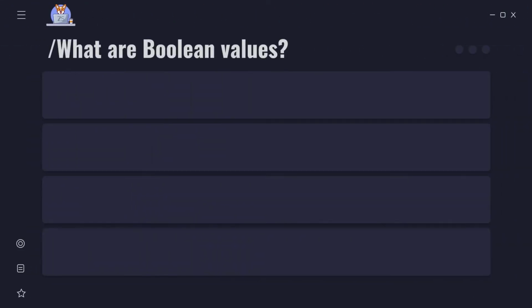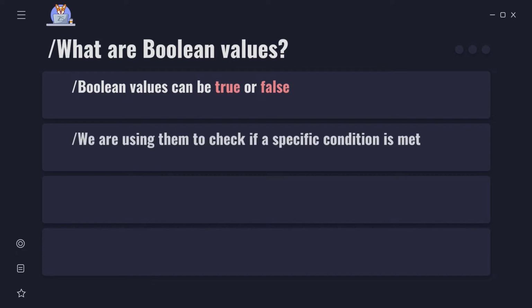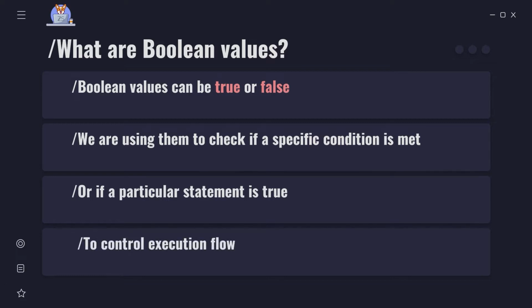Boolean values are a type of data that can be true or false. In programming, they are often used to track whether a specific condition has been met, to see if a particular statement is true, or to control the execution flow. We can assign Boolean values to variables, which can also result from comparisons between values.